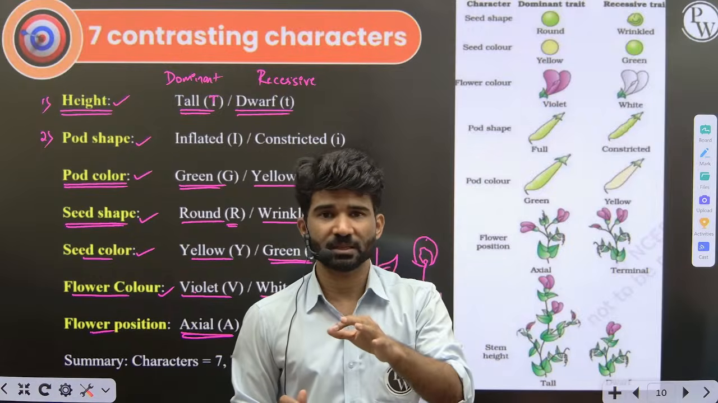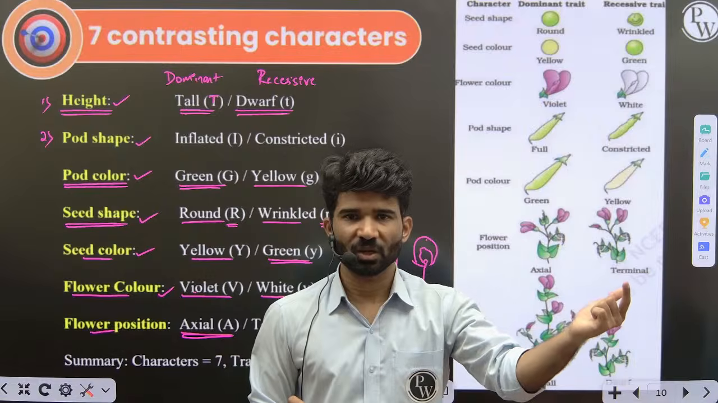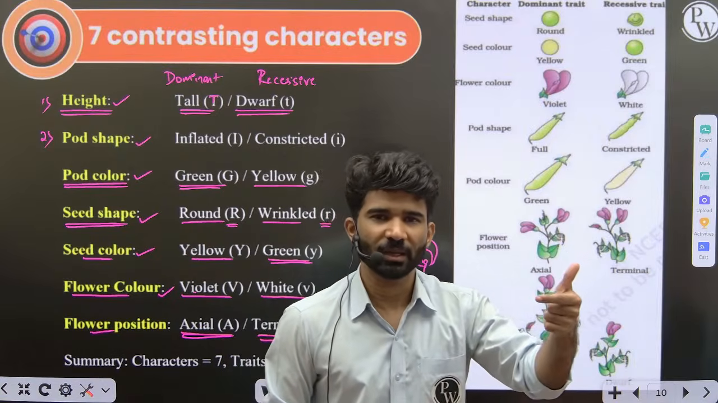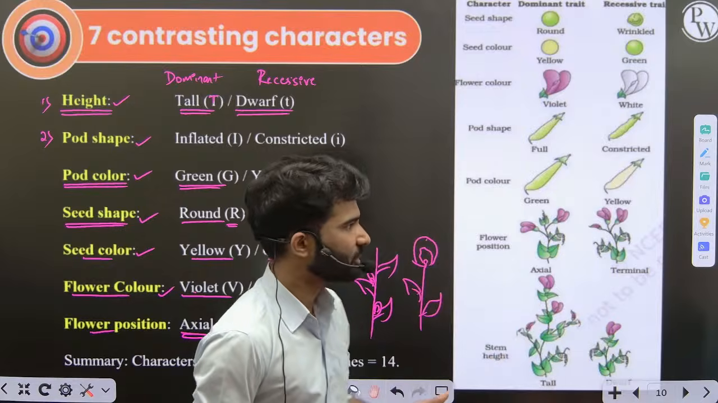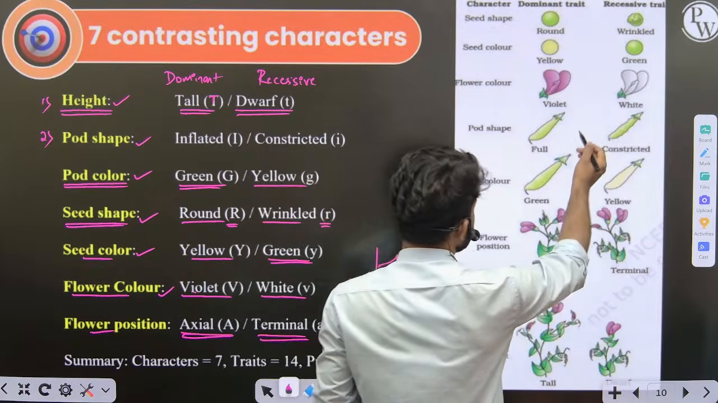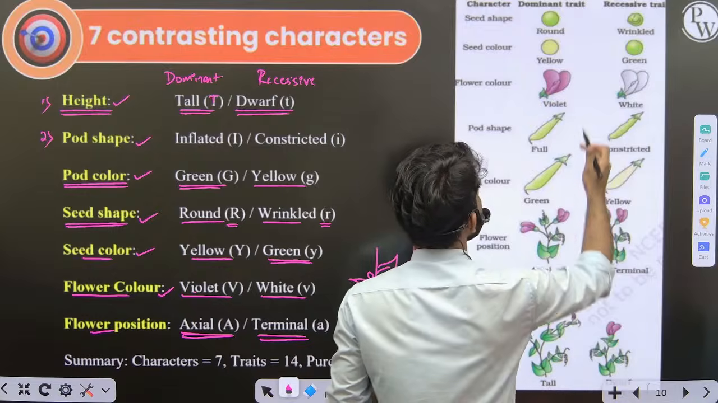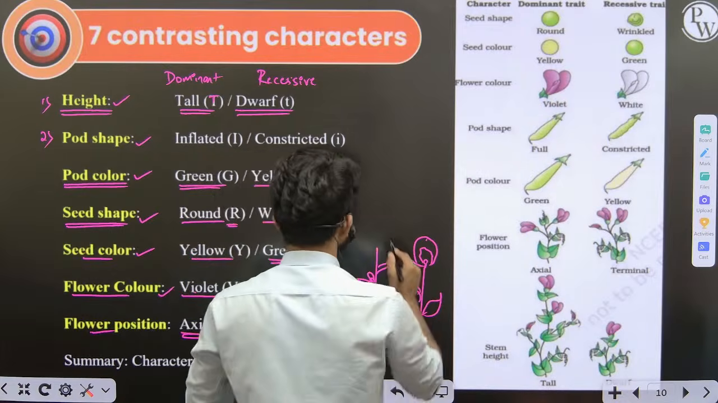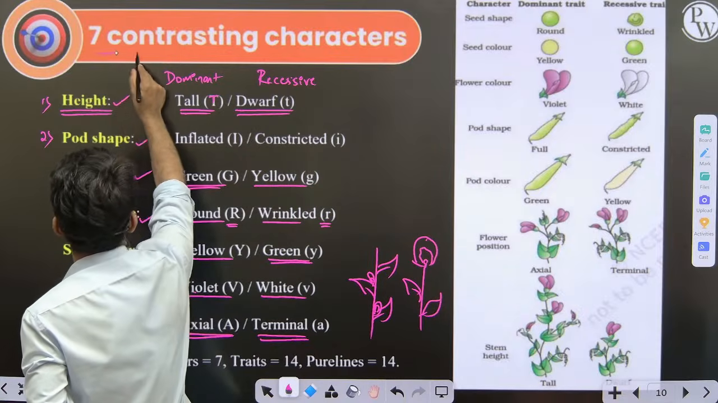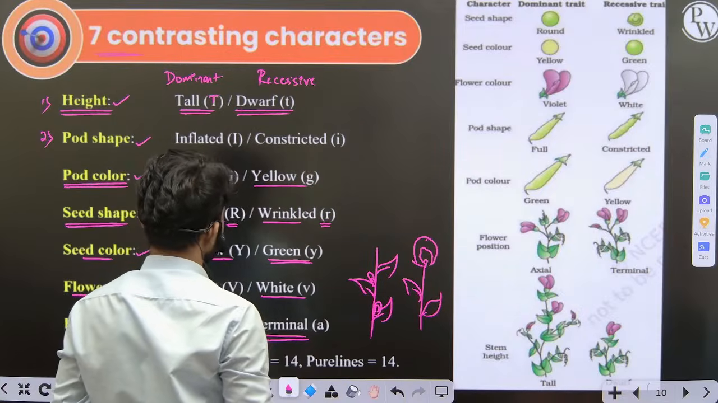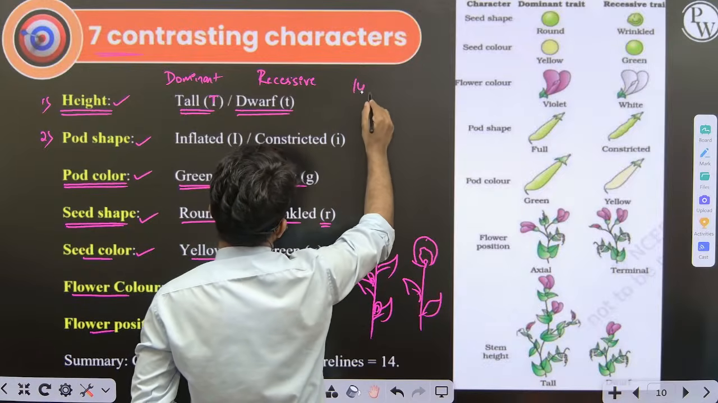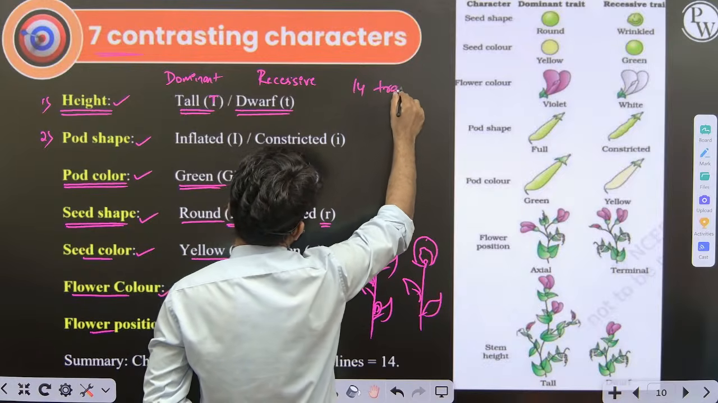How it is expressed, whether it is tall or short, whether it is yellow, or whether it is a violet color flower or a white color flower. Like that, the expression of a character in different forms is what we call the traits. How many traits are there? There are seven characters. So how many traits are there? There are 14 traits.